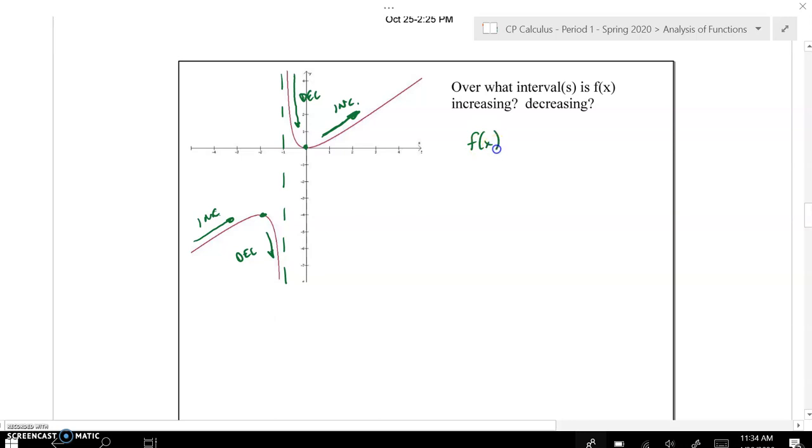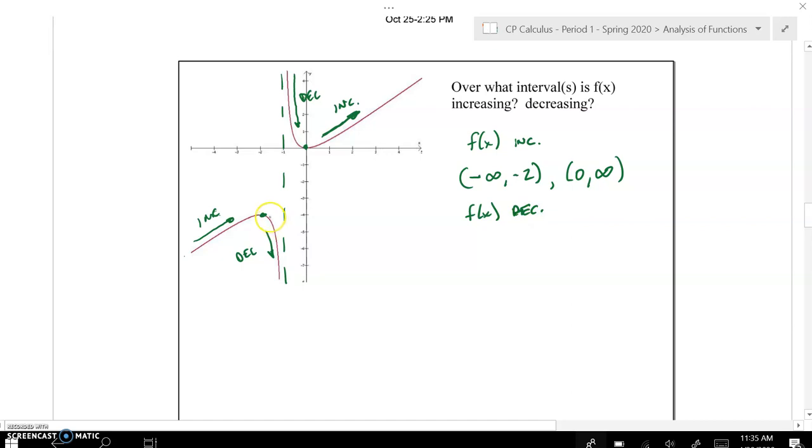So let's do increasing first. The two increasing intervals: the one is, in this case, negative infinity to that -2 location. Again, neither one of them is inclusive, because we can't include them: -2 is a transition point. It's not doing either. And negative infinity we can't include. And then the other one would be 0 to positive infinity. Okay, f of x decreasing.